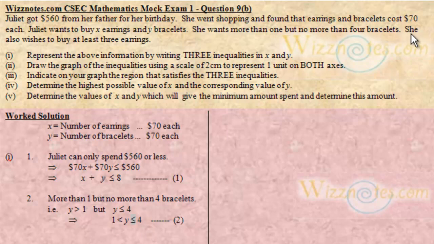And then the third condition is that she also wishes to buy at least 3 earrings. At least 3 earrings means she wants 3 or more earrings. If you must have at least $2, it means that you must have $2 or more. So at least 3 earrings means 3 or more earrings. So let's put that information in.